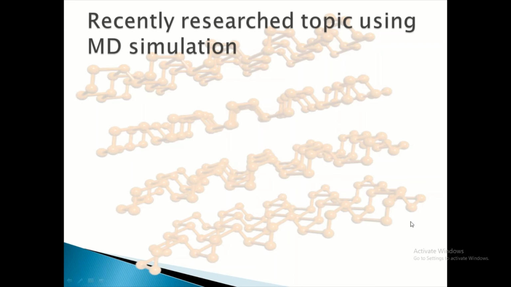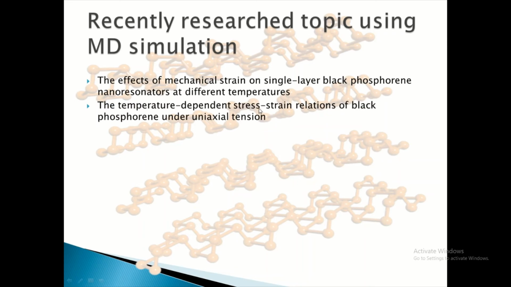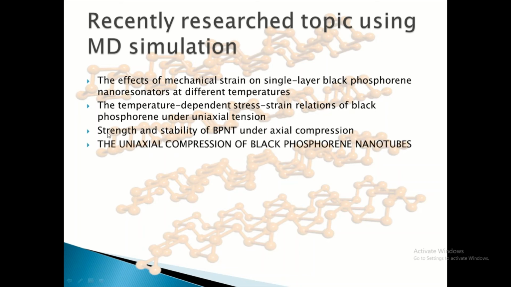Here I collected some information by reading a lot of research papers. Recent research topics using molecular dynamics simulation on phosphorene: the effect of mechanical strain on single layer black phosphorene at different temperatures; the temperature dependent stress relations of black phosphorene under uniaxial tension; strength and stability of black phosphorene nanotubes under axial compression; the uniaxial compression of black phosphorene nanotubes; mechanical property assessment of black phosphorus nanotubes.